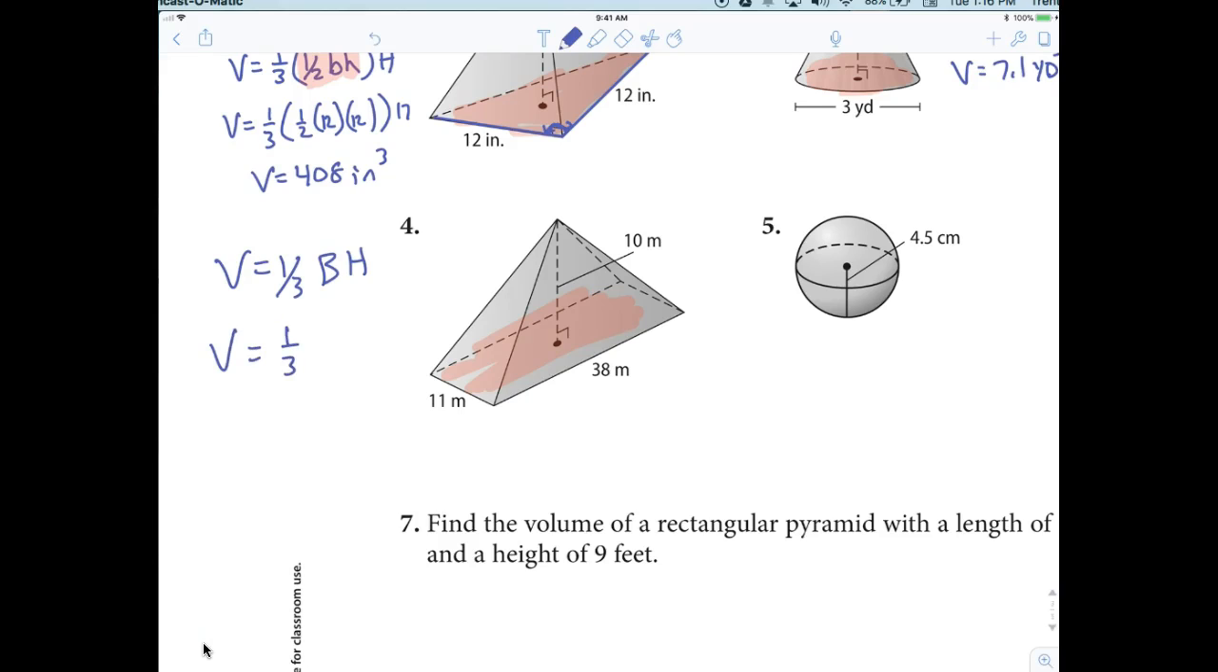Volume equals 1/3. What's the area of the base? Length times width, which is 11 times 38, times the height, 10. Yes. Which equals 1,393.3 meters cubed.